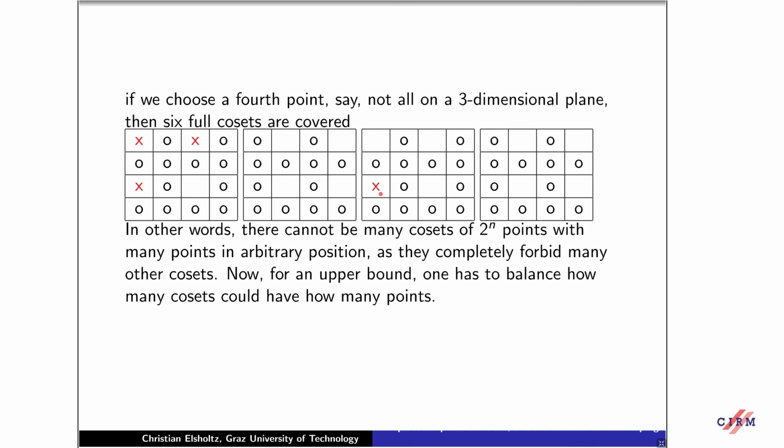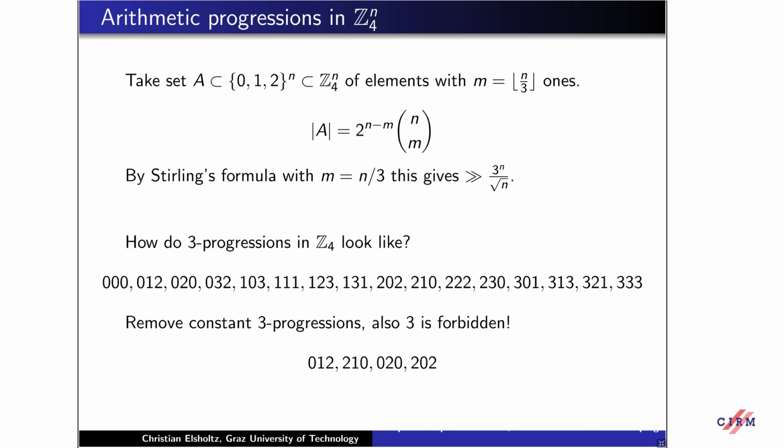So the cube of size 4 to the n is substructured into lots of cubes of size 2 to the n, and if in one of these subcubes of size 2 to the n there are, say, 4 or more points, then more or less everything else is forbidden. So this gives you a good heuristic why such sets shouldn't be too large.